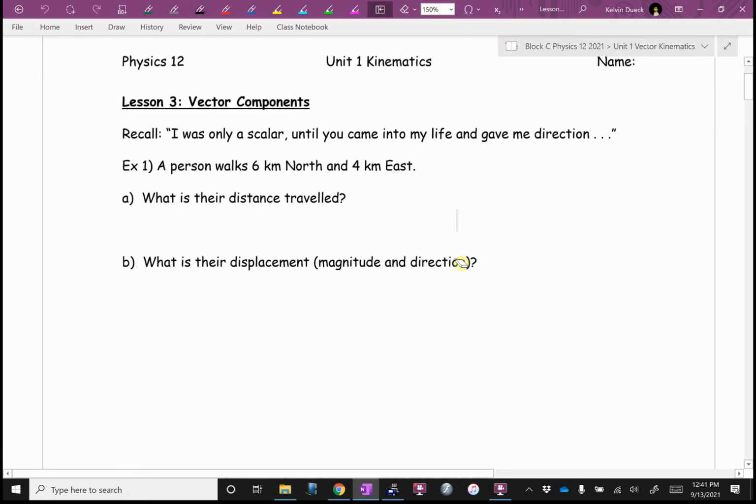Okay. Example 1. A person walks 6 kilometers north and 4 kilometers east. What is their distance traveled? Kessler, you'll notice I only gave you a line or two, which usually means I think you can do it in your head. What distance did this person travel?